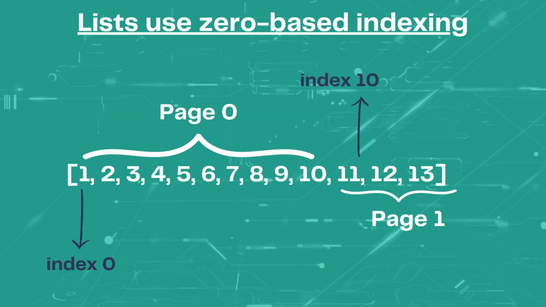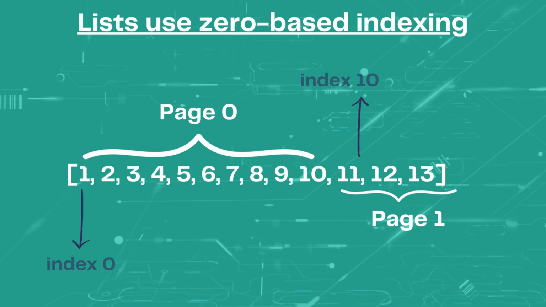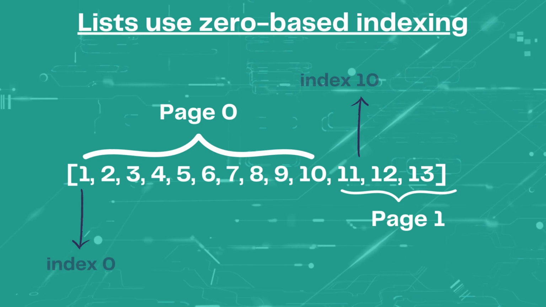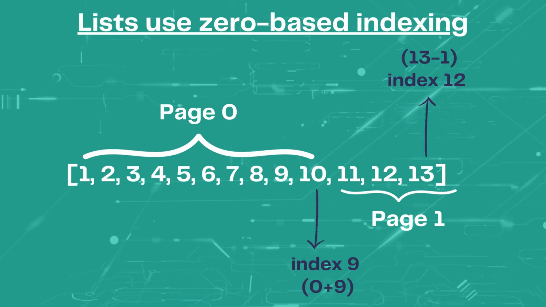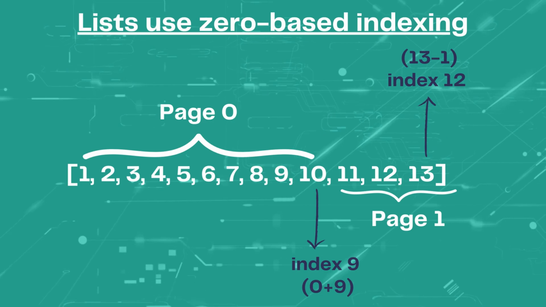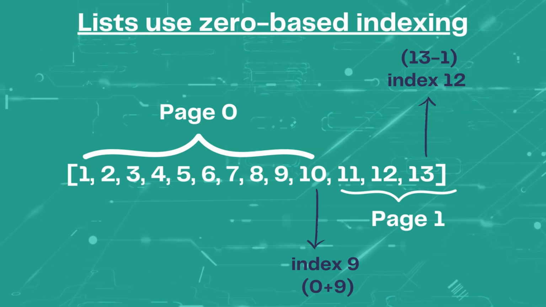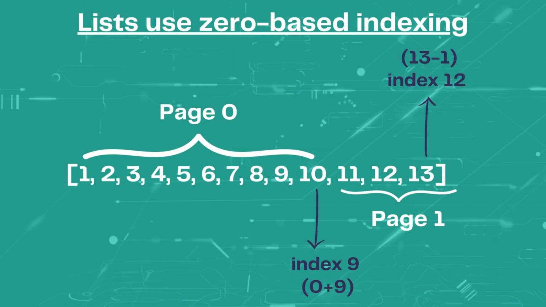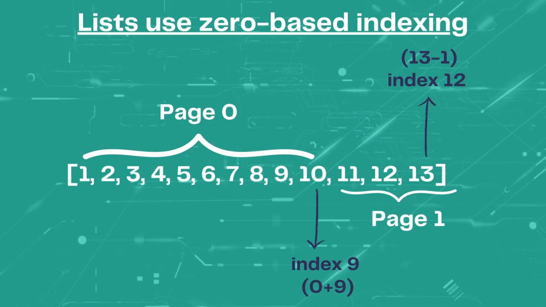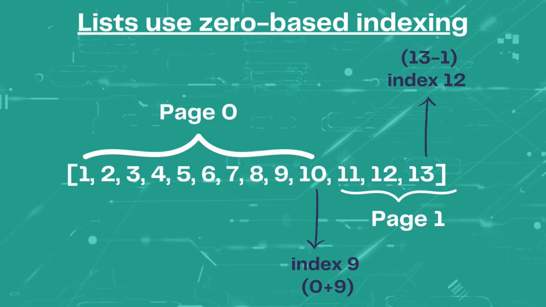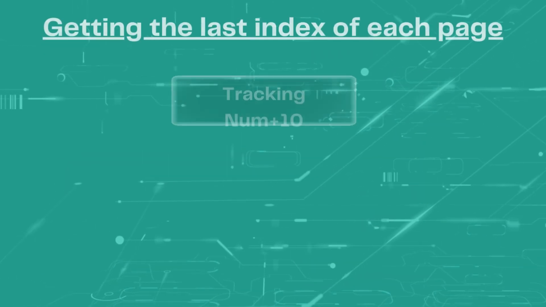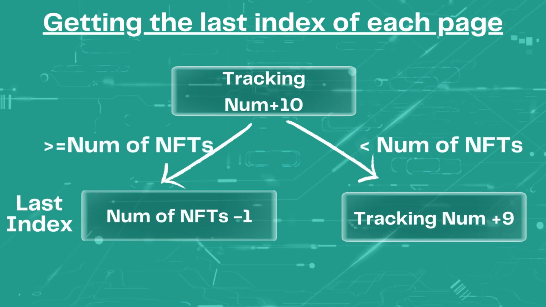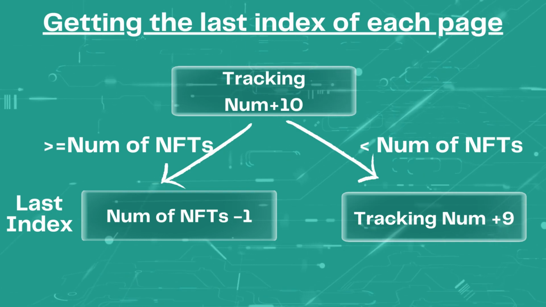You will also notice that the tracking numbers 0, 10 etc. also happen to be the number of the first index of the items list of each page. Now how do we get the last index of the 10 items for the pages? You can see here that it will either be the tracking number plus 9 if it doesn't exceed the total number of NFTs, or it is the total number of NFTs minus 1 if it is the last page. Hence, we would be using this condition to check and output the last indexes of each page. We will be coding this condition here.